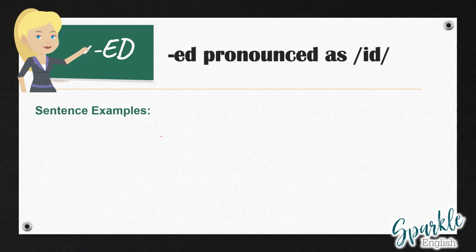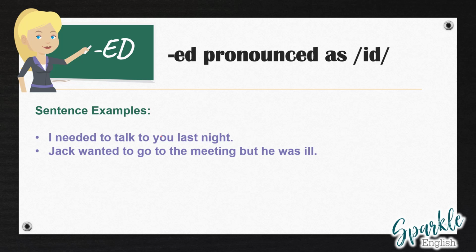So now let's listen to some sentence examples, and I'm going to say them more naturally at a faster pace so you can hear the difference while I'm speaking. I needed to talk to you last night. Jack wanted to go to the meeting, but he was ill. He decided to apply for a new job.